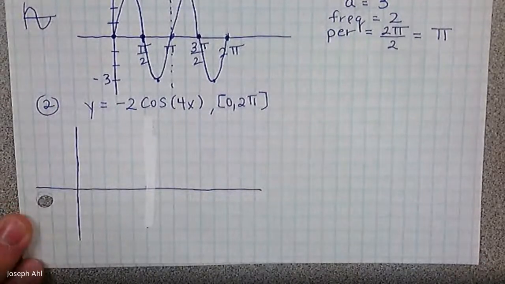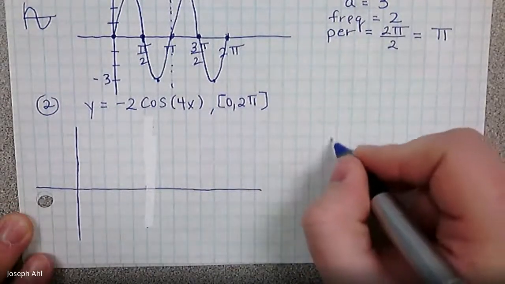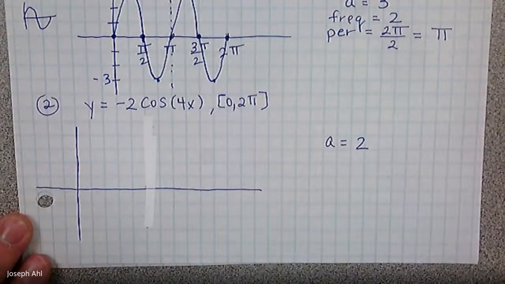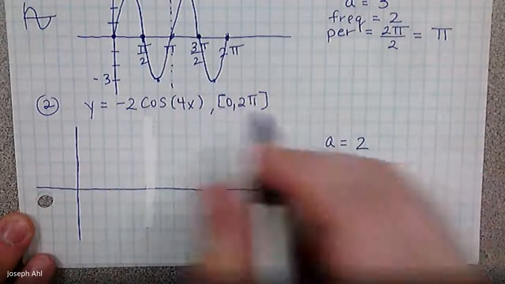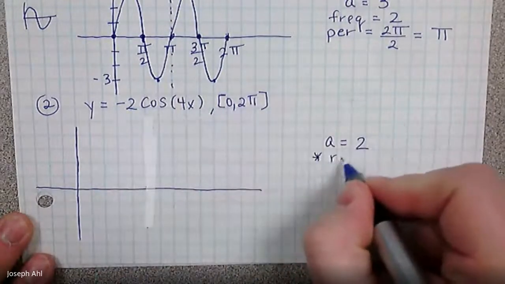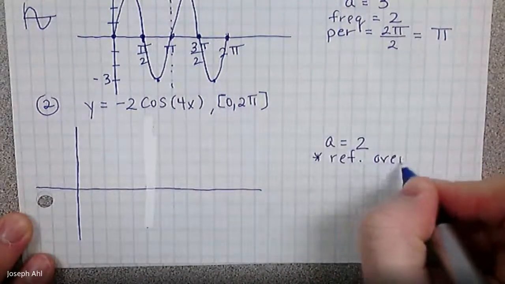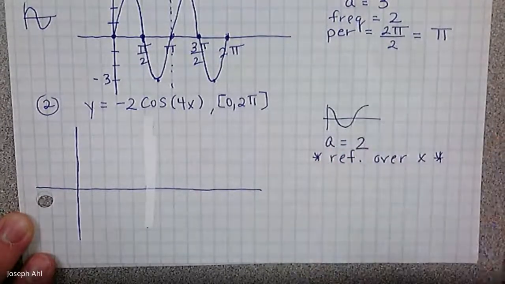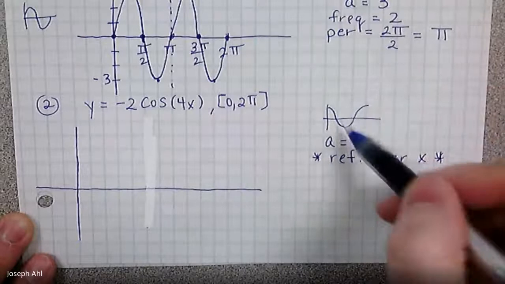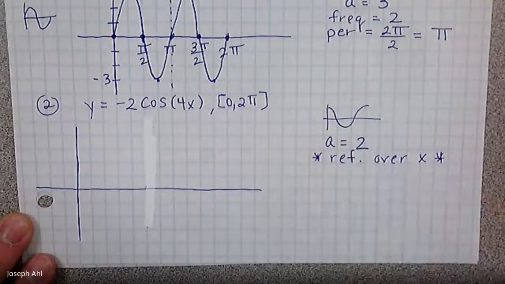Okay, if I list some of the information for this one, the amplitude is 2. So be a little bit careful about that, that the amplitude we define as being absolute value of A. Now, with the negative out front, what that means is that this graph is going to get reflected over the x-axis. Normal cosine looks like this. So I have to now flip that over. Instead of looking like a valley, this one's going to look like a mountain.